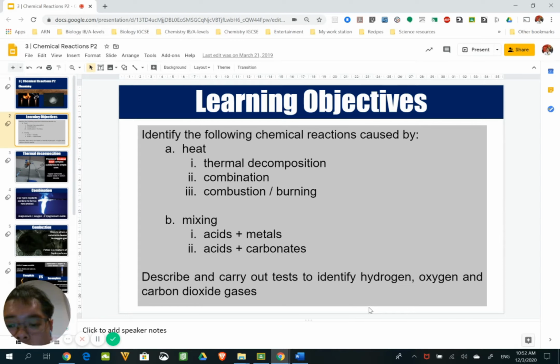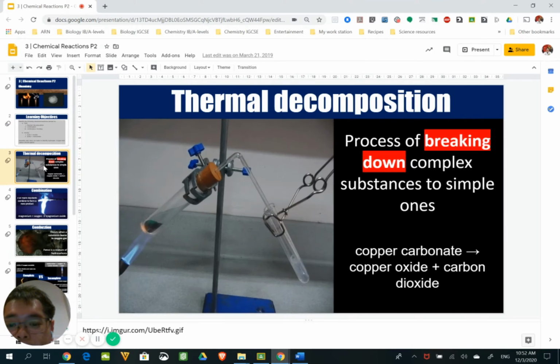The fact that you have written your word equations and practiced that a little bit makes sense because we are coming into these reactions. And the last part of all is to describe and carry out tests to identify hydrogen, oxygen, and carbon dioxide gases. So we will go into this, so please pay close attention.